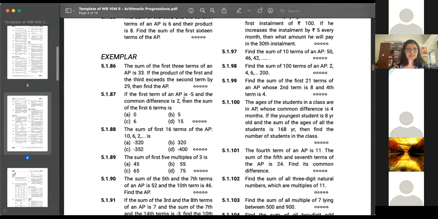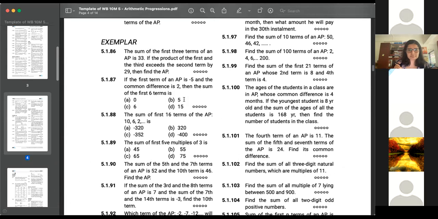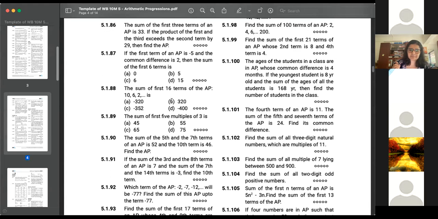Okay, 85 is done, right? So 86, I think I'll skip because it's very similar to the AP questions you guys had done. Again, you'll get linear equations based on the criteria that are given here. And then you need to find A and D. So you will get the AP.